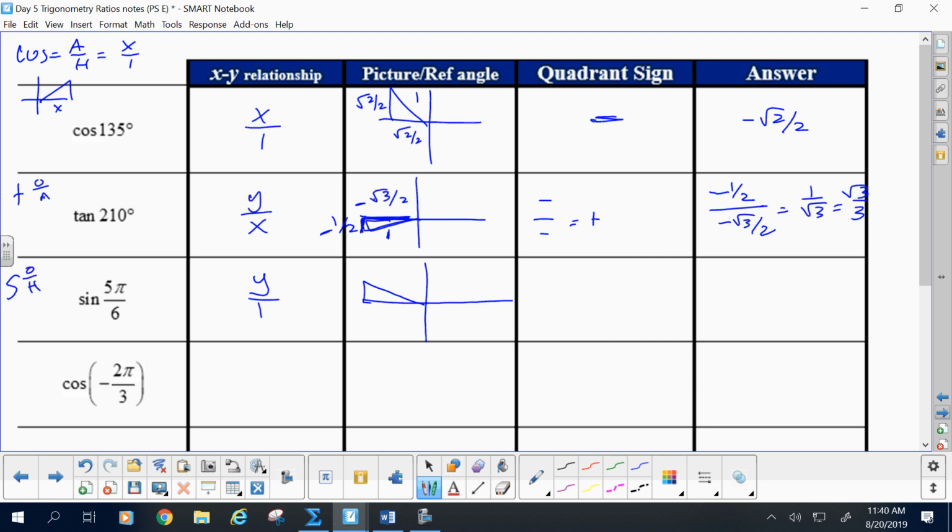The sides are 1/2 for the opposite and negative root 3 over 2 for the adjacent. Now the quadrant signs: what's the y in that quadrant? Positive, and the hypotenuse is always positive. And so that's a positive sign value. Last but not least, the ratio. What's the y value over 1?